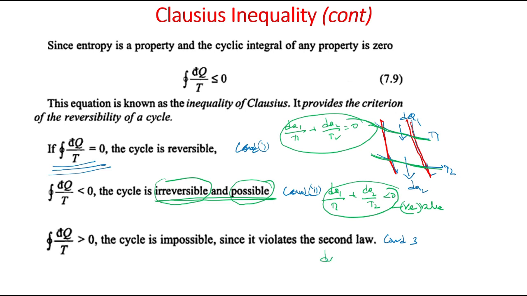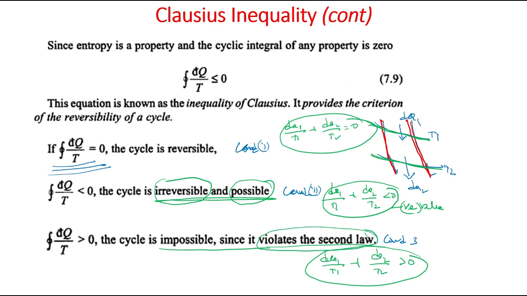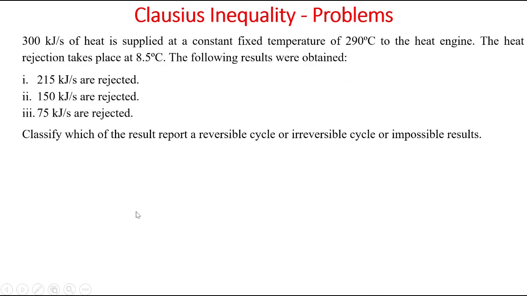In the third case, dQ1 divided by T1 plus dQ2 divided by T2 is greater than 0. If it is greater than 0, the cycle is impossible and it violates the second law, because there is no loss, so we would always have an efficiency more than 100%. It violates the Kelvin-Planck statement of the second law. By using these cases, we solve the problems in Clausius inequality. Okay, listen here.